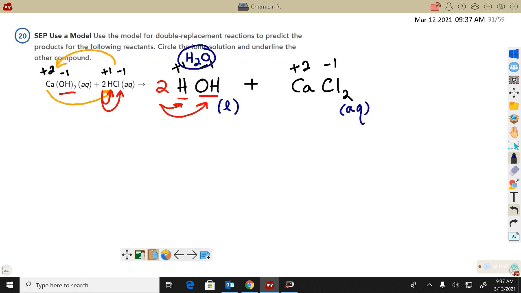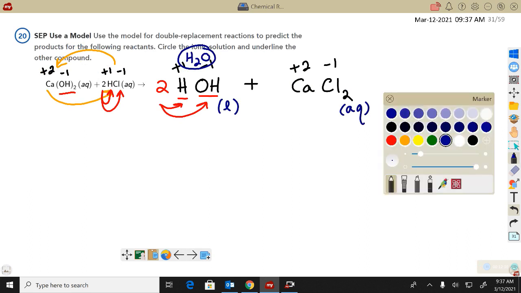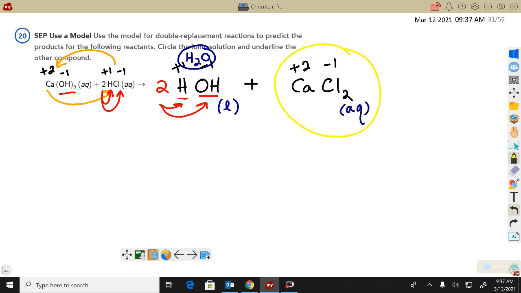There we go. So now I've got my equation finished. And if I wanted to follow the rules, when it says circle the ionic solution, that'll be this guy. And underline the other compound, that would be my water.